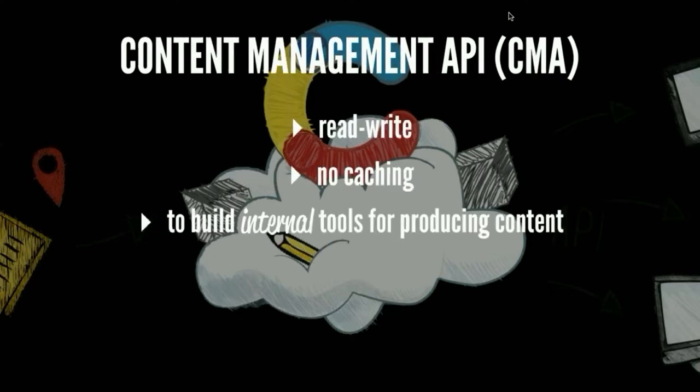customers. In contrast to that, the Content Management API is read-write. There's no caching, and it is for building internal tools for producing content. So you wouldn't ship that to customers because the amount of content you can create is limited, of course.